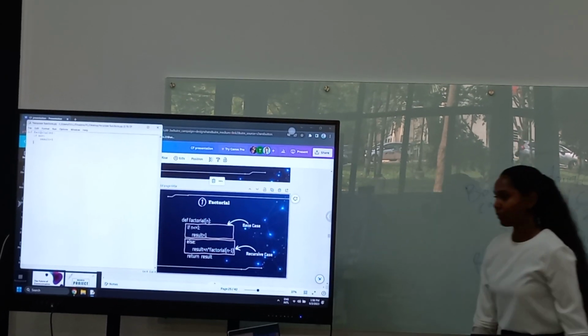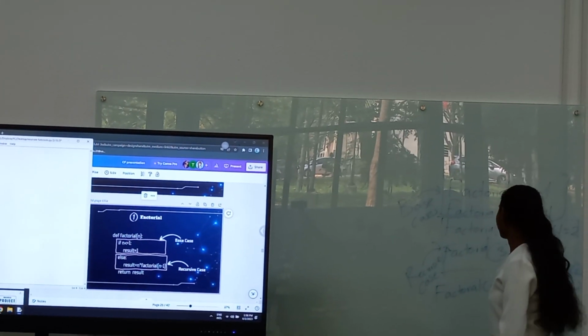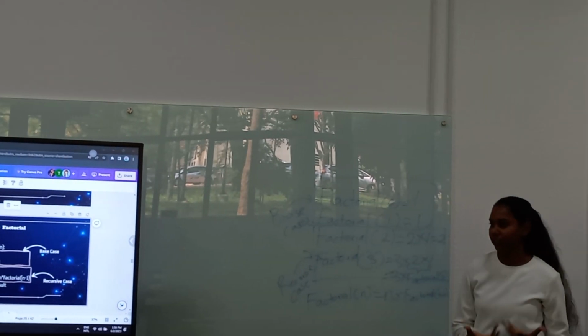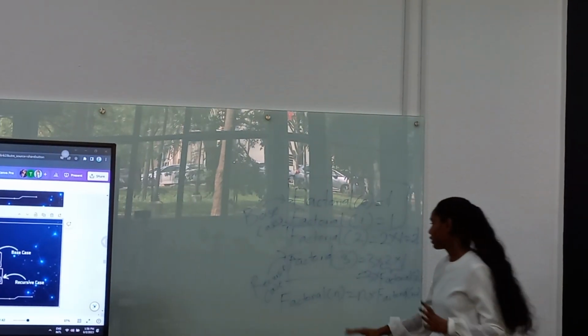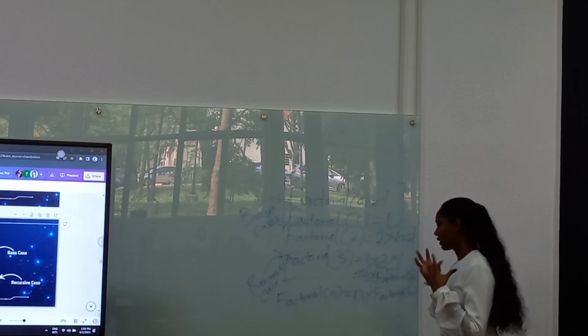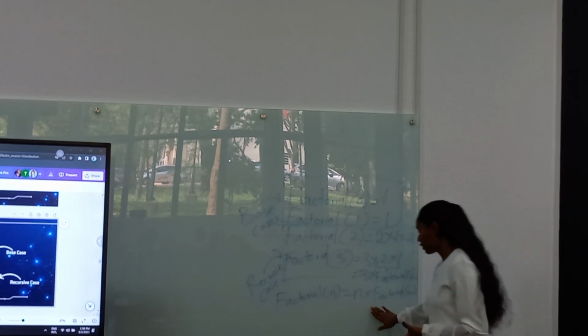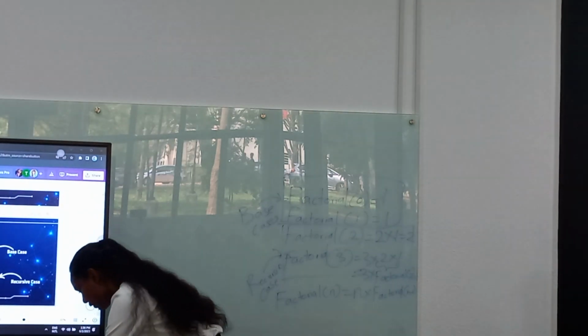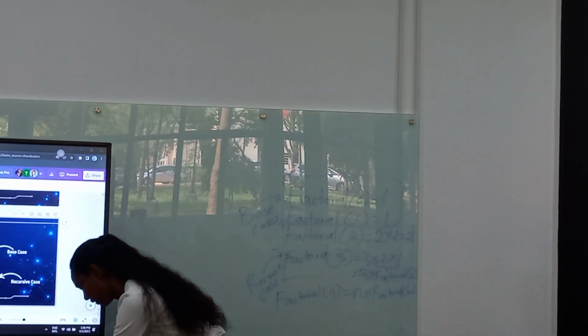Then we have to define the recursive case. So the recursive case will be if you are asked to find the factorial of n, we can interpret this factorial of n as n into factorial of n minus 1. Now I'm going to define the recursive case.